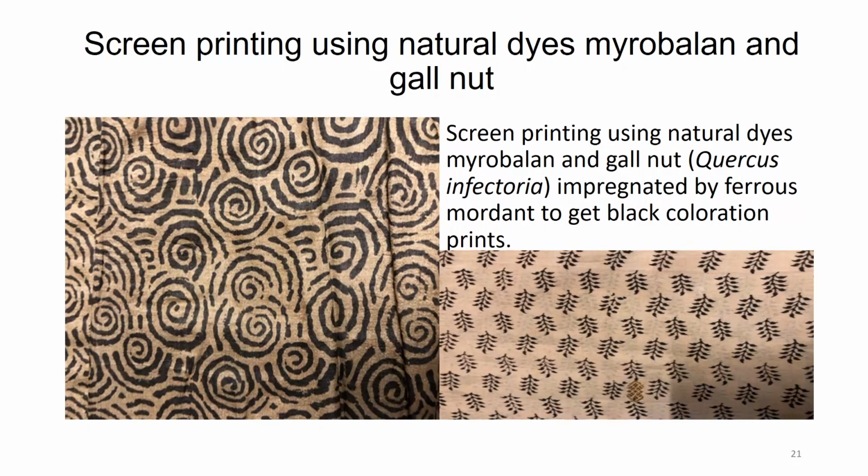Screen printing using natural dye myrobalan and gallnut and iron mordant, of course. Screen printing using natural dyes like myrobalan and gallnut, Quercus infectoria, impregnated with ferrous mordant to give black coloration print. So, it was dyed with myrobalan, and the prints were created by using myrobalan and gallnut along with ferrous salt.